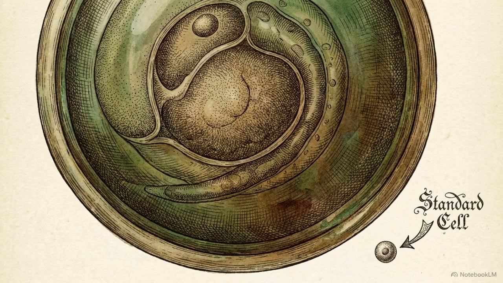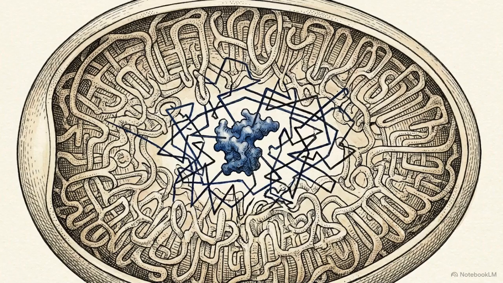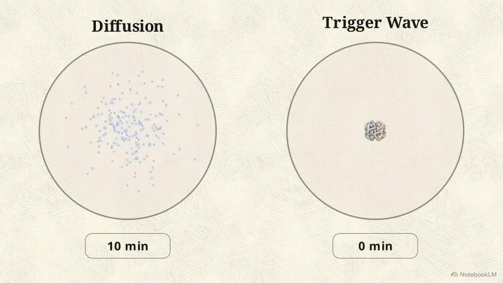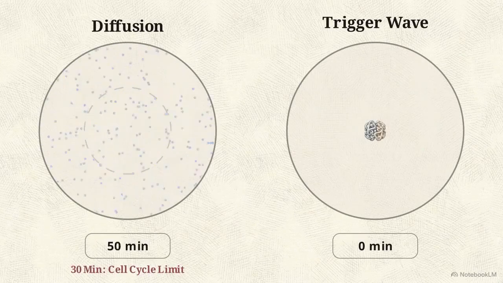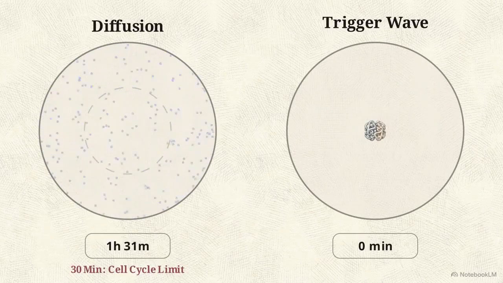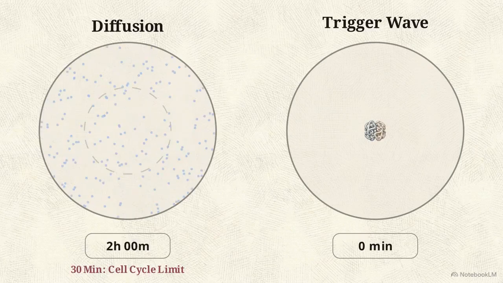Beyond replication, the embryo is limited by the physical scale of the egg itself. Molecular diffusion is too slow to synchronize biochemical events across the 1.2 millimeter volume of the egg. It would take roughly 2 hours for a regulatory protein to diffuse from the center to the surface, far longer than the 30-minute cycle it needs.